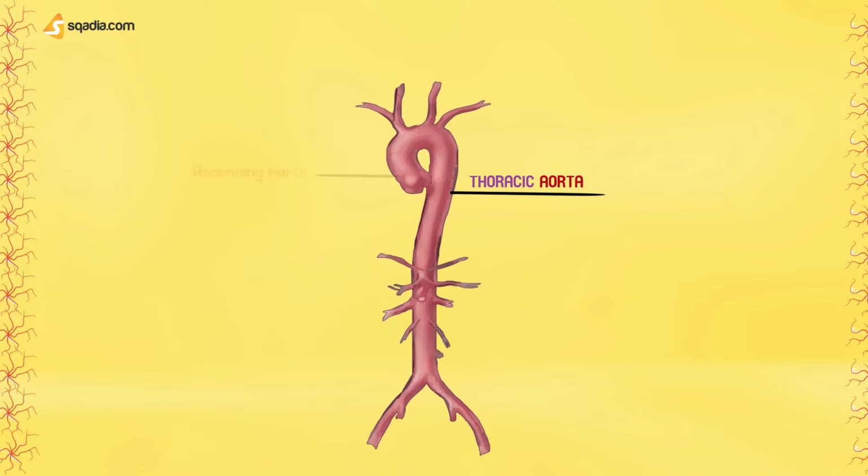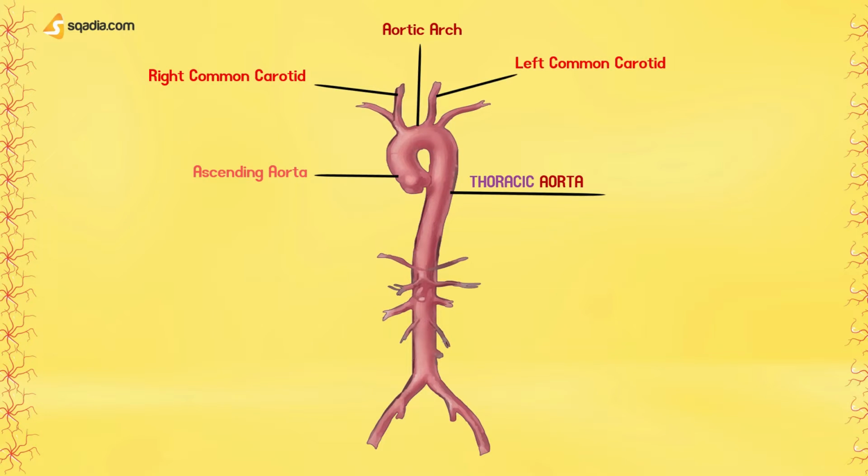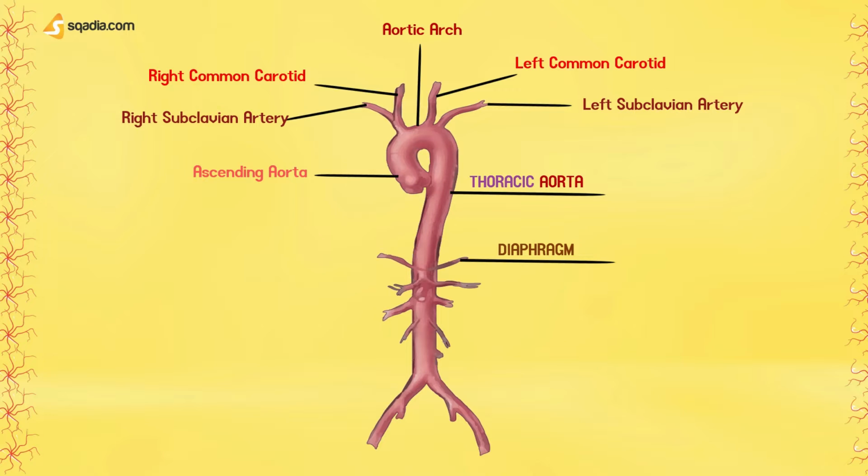This is the ascending aorta. This is the aortic arch. This is the right carotid artery. This is the left carotid artery. This is the left subclavian artery. This is the right subclavian artery. This is the diaphragm. Now, in this video we will mainly focus on the abdominal aorta. So, let's study the abdominal aorta in detail.